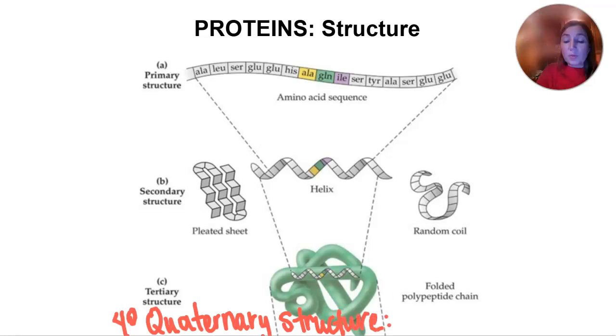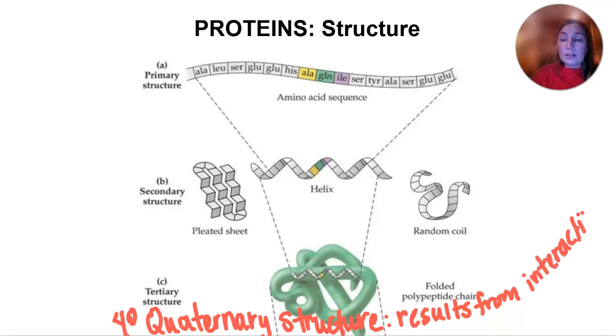Quaternary structure is really from interactions between 2 or more peptide chains. So let's just squeeze that in here. Results from interactions between 2 or more peptide chains.